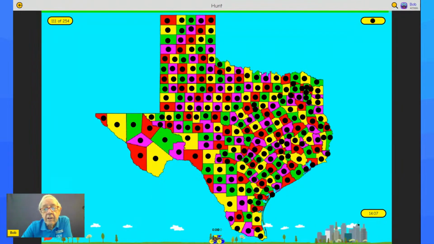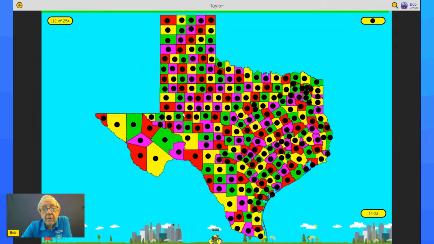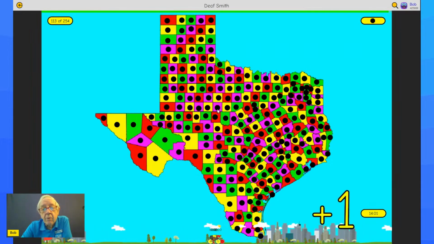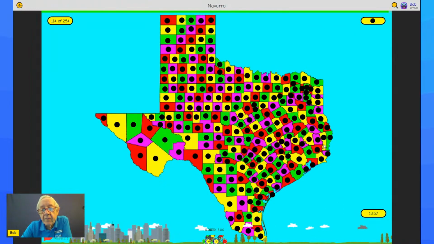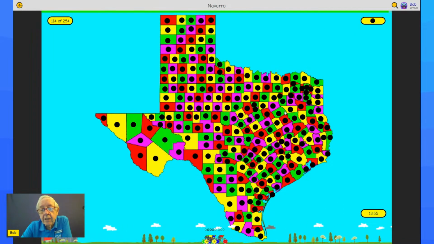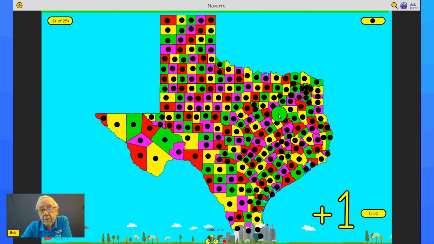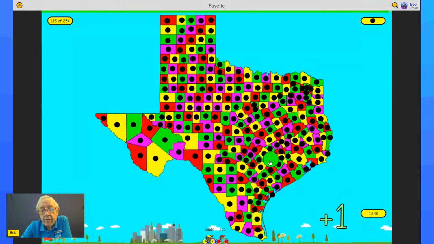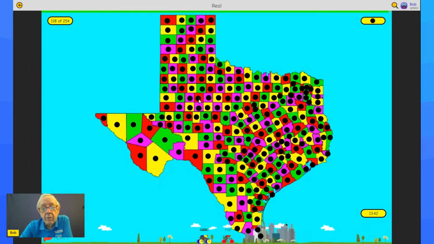Okay, it asks for Hunt. Hunt is right below Fannin. Hunt. Taylor, one, two, three, the third purple and over. Deaf Smith. Navarro. This is Nacogdoches. This would be Navarro. Got it correct. Fayette County. Cherokee County. Scurry. See if I got that correct.